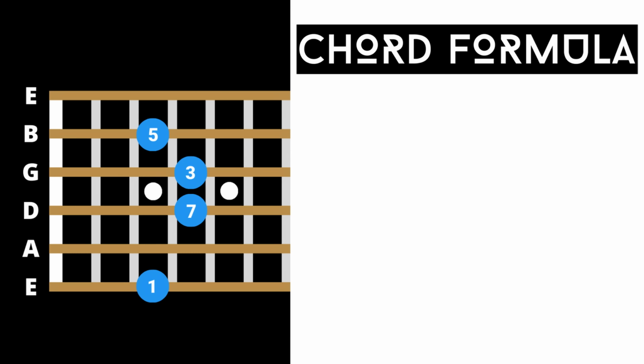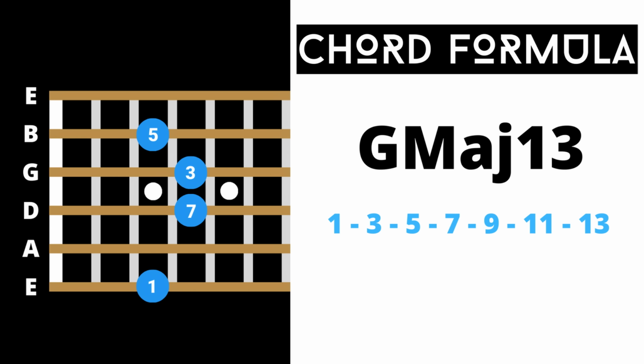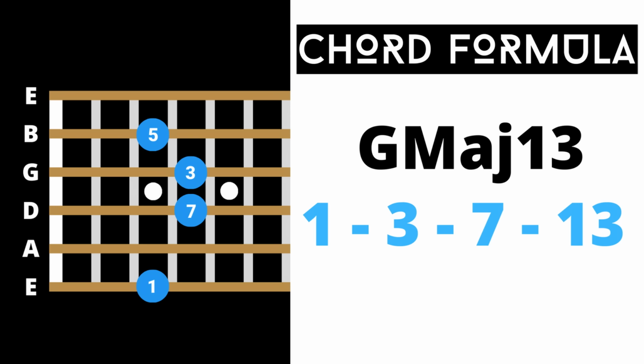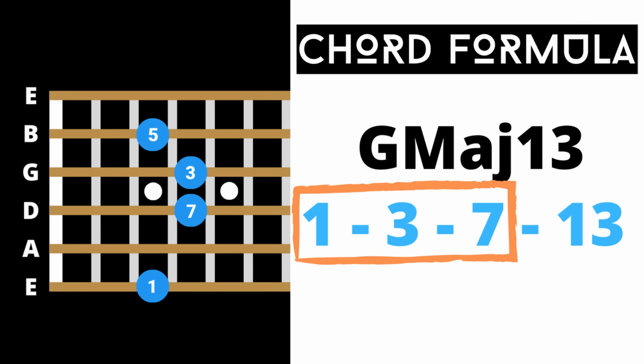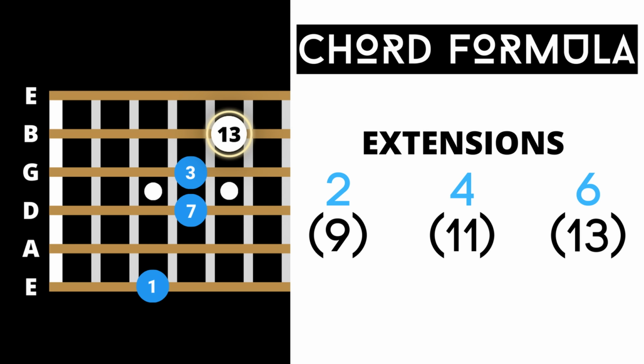Let's try a bigger chord, like a G major 13. So the intervals in this chord would be the 1, 3, 5, 7, 9, 11, and 13. Let's ditch the 5, 9, and 11, leaving us with 1, 3, 7, and 13. The 1, 3, and 7 are already present in our G major 7 chord, so all we need to do is raise the 5th up by 2 frets or semitones to our 13th, because remember 13s are the same as 6.